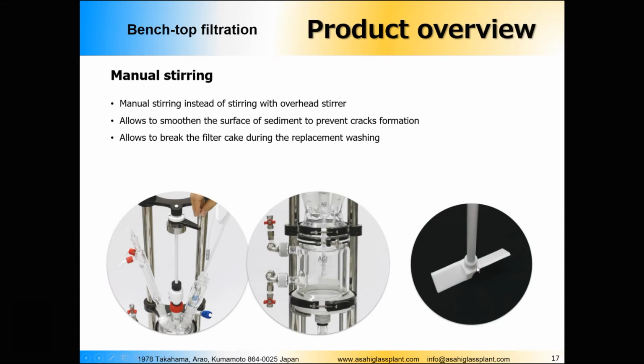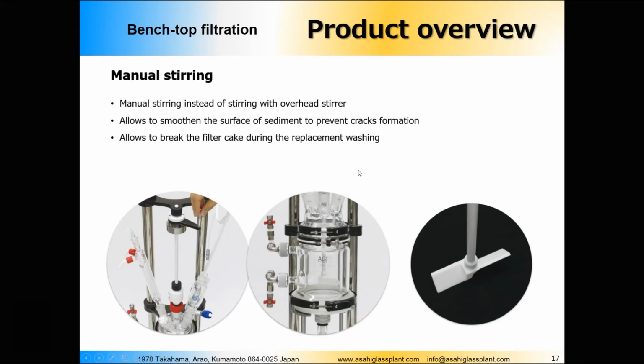And the second point, why do we need it? When do we need it? We need this kind of stirring blade when we do the replacement washing. What is the replacement washing? I think this is something that I should explain. When we do the filtration for the first time, so we load the slurry inside the filter, we do the filtration, we get rid of most of the solvent, but of course there is some dirty solvent remaining inside the vessel, because the sediment is relatively pretty wet.